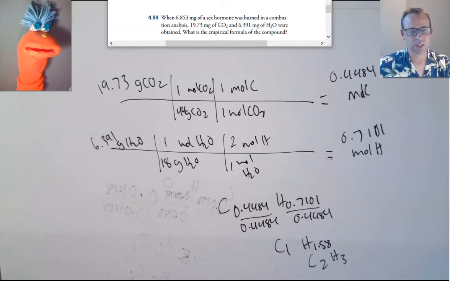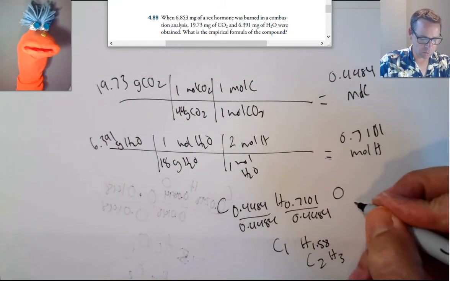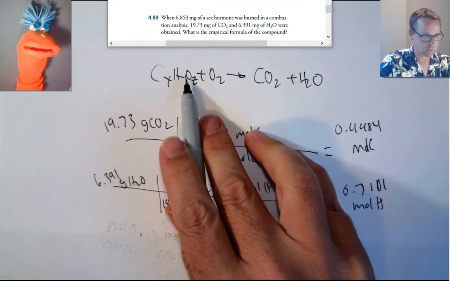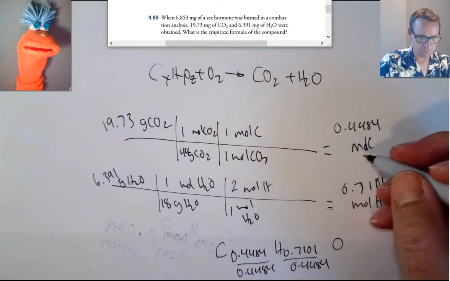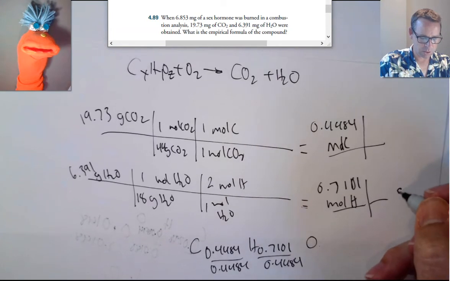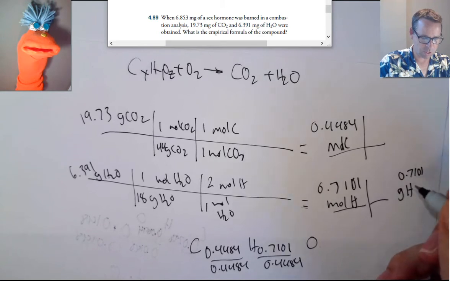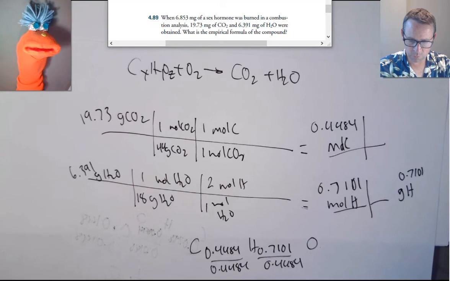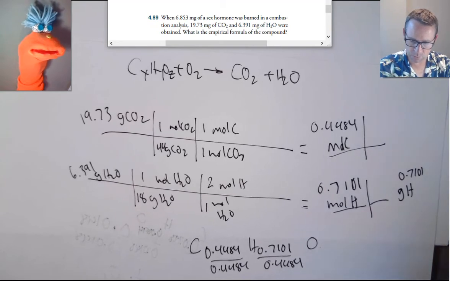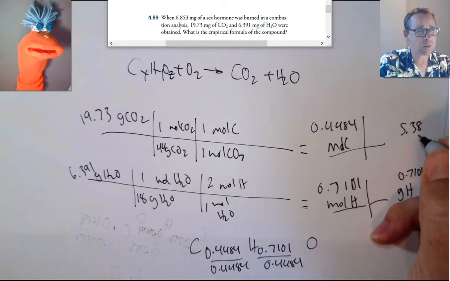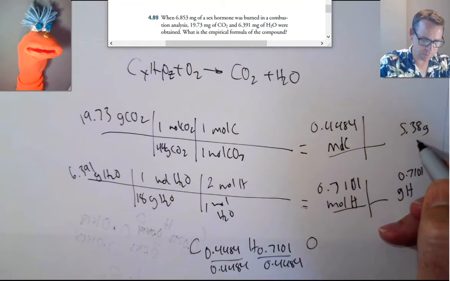And the way that will change things is we'll have an O with a Z. We won't know what the mole number is, but from these moles of carbon and moles of hydrogen, we can get grams of hydrogen. That's 0.7101 grams of hydrogen. This one is our 0.4484 times 12. That is 5.38 grams of carbon.